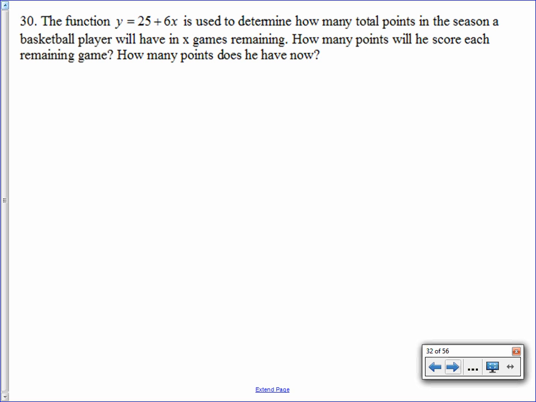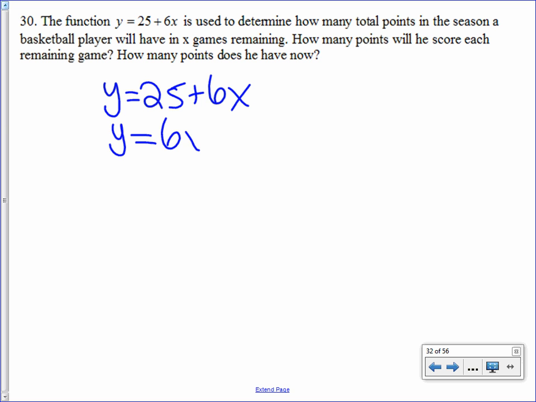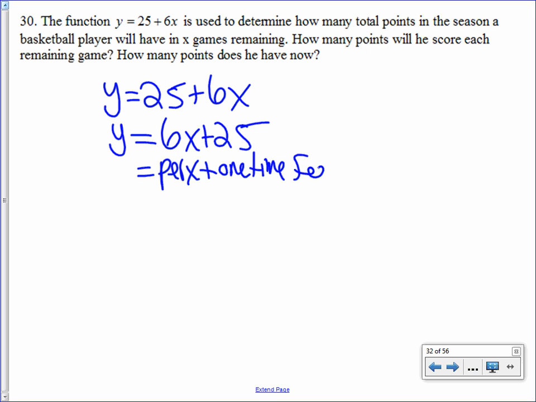The function y equals 25 plus 6x. Well, I like it to be in mx plus b form. So I'm going to rewrite it as 6x plus 25. Again, we know it's always per x plus the one-time amount b. So, my per is 6, my one-time amount b is 25.